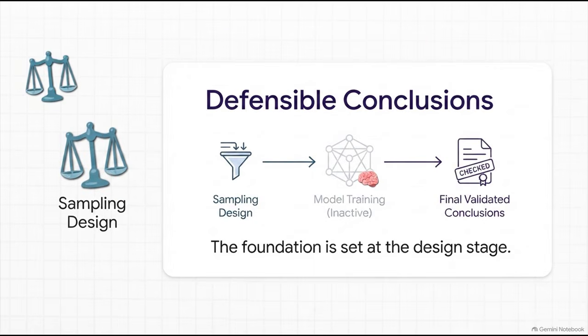The consequence here is absolutely profound. Your sampling design strictly controls what conclusions you can actually defend, and it does this before a single algorithm or machine learning model is even trained. We're using a compact example here so you can easily see the transformations, but trust me, in a massive real-world data project, the exact same conceptual logic applies.